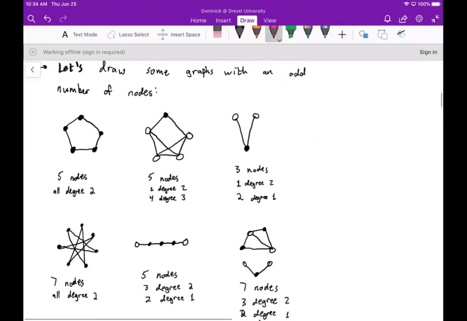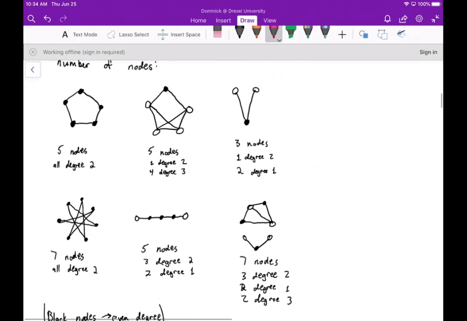All of these graphs have an odd number of nodes. What I've done here is indicate the nodes with even degree by a solid circle, and an open circle would represent odd degree. So if we look at our first one, we have 5 nodes, all of degree 2. Then another graph with 5 nodes, if we were to add 2 edges here.